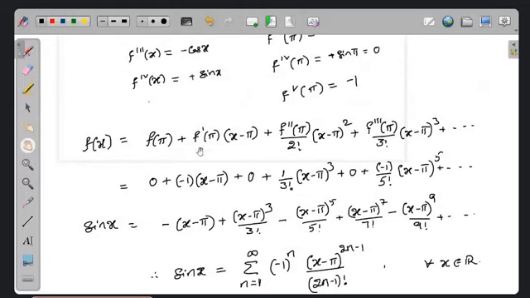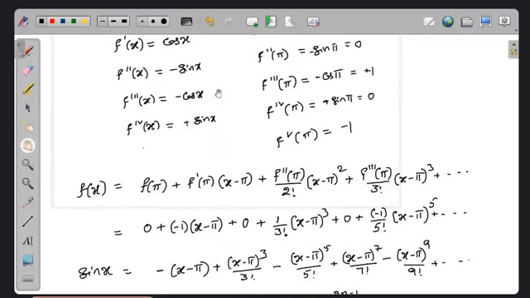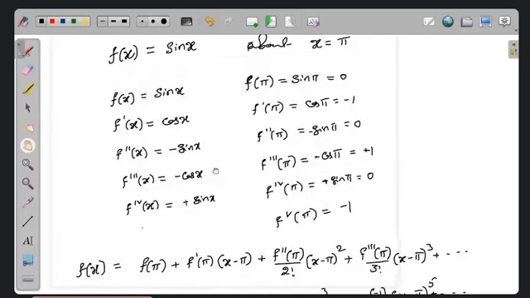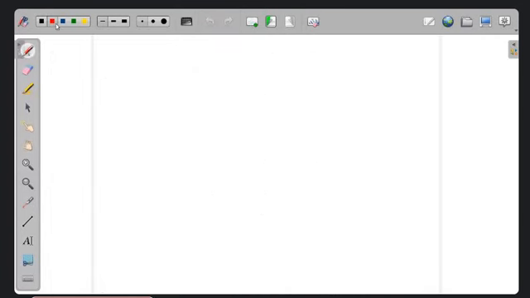Okay, so we can write the series expansion of the function at any point, provided that the function is differentiable at that point. That's it. Okay, so similarly you can find the sin x expansion at 0, at pi by 2, at different points also. Okay, so now I'll give you a simple question here.